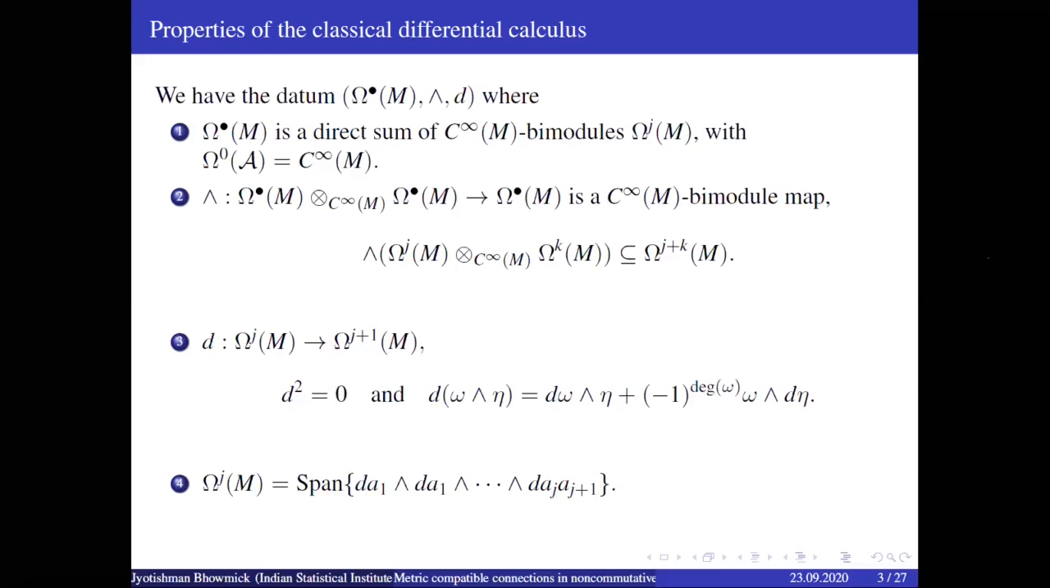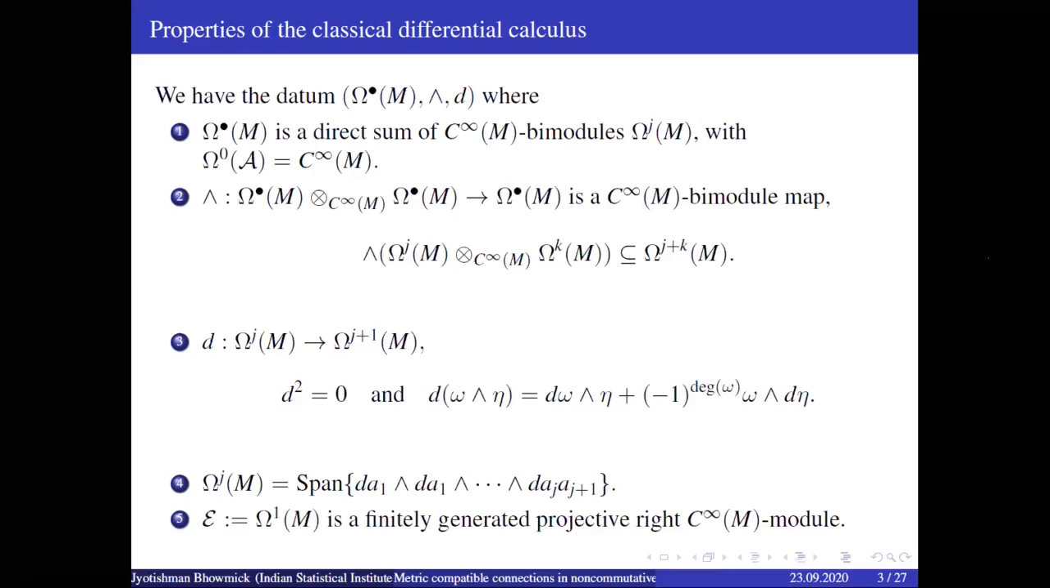Here is another notation which we will use again and again. I will denote the bimodule of one-forms by the symbol E. It's well known that it's a finitely generated projective right C infinity module. Of course, it's also finitely generated and projective as a left C infinity module, but I will basically use this convention.